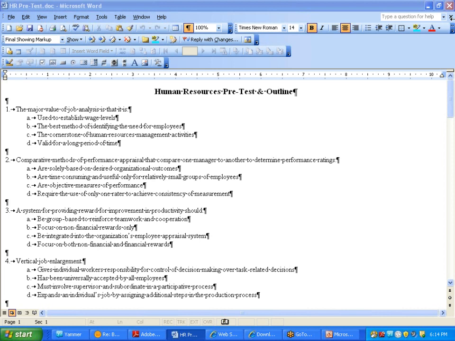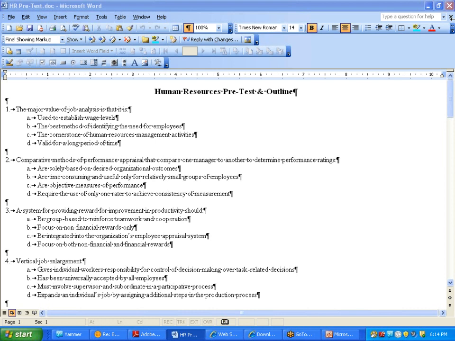Time-consuming and useful only for relatively small groups of employees. Right, and just so you understand, I'm not necessarily sure about the time-consuming component, but the relatively small group of employees does make sense. When you're working in a comparative method of performance appraisal, once the group gets too large, it gets very difficult, because if you're talking with 10 to 15 people and more, now you're trying to stack people or compare people, and it gets more difficult. Again, I'm not quite sure where the time-consuming part comes in, but the relatively small group is a correct component.